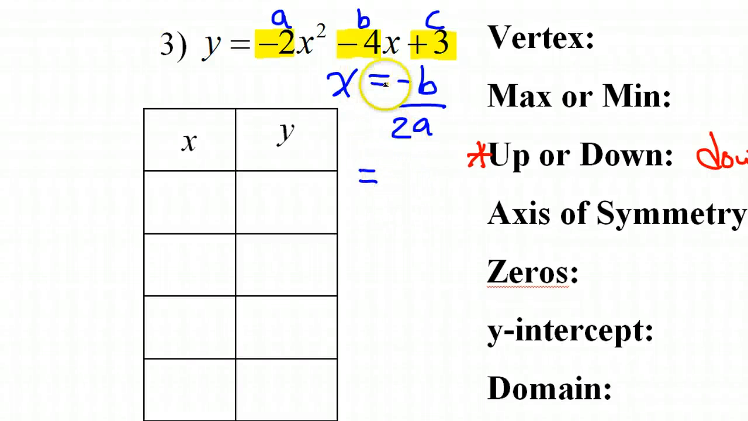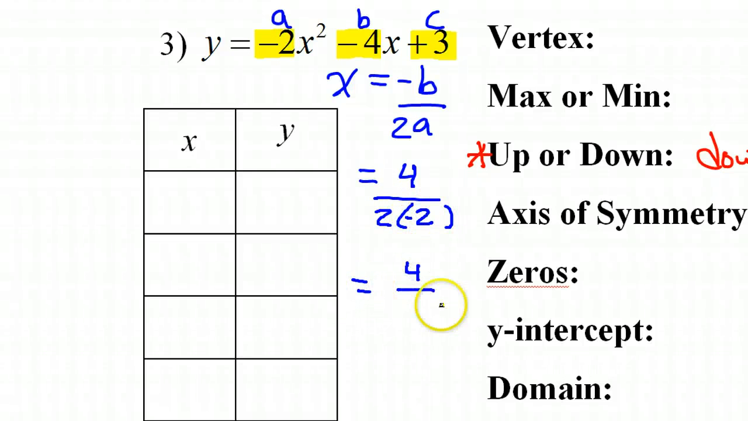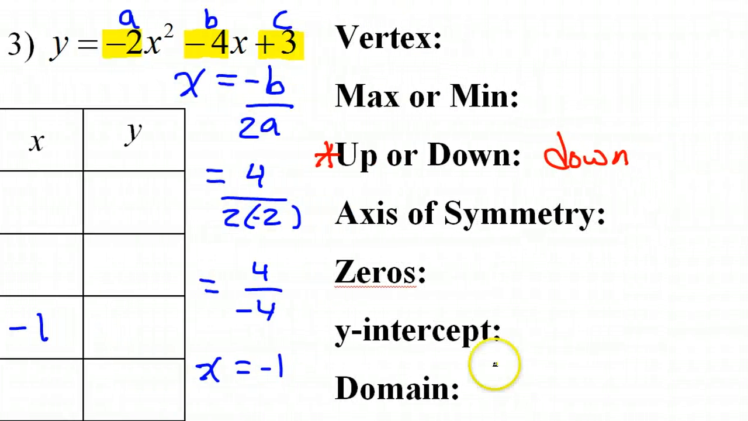Now, opposite of b. So b is negative 4, so the opposite of b is positive 4. And then over 2a. So a is negative 2, so that's 2 times negative 2. So I've got 4 over negative 4, so that gives me negative 1. Again, that is both the x value of the vertex and the axis of symmetry. X equals negative 1.